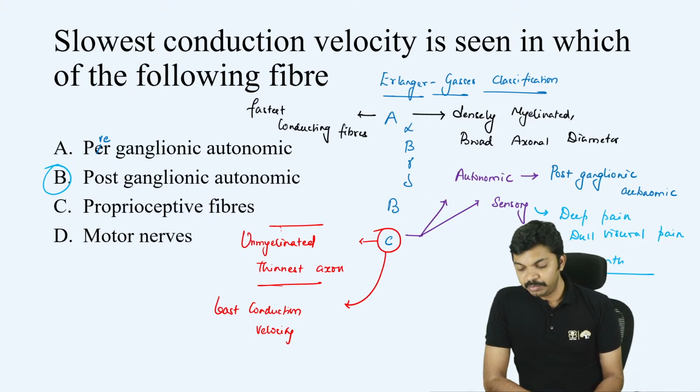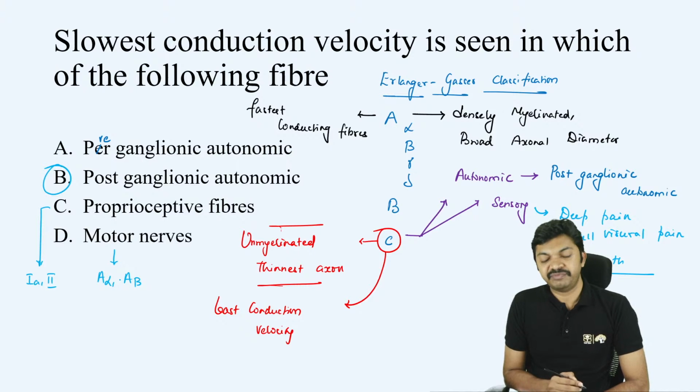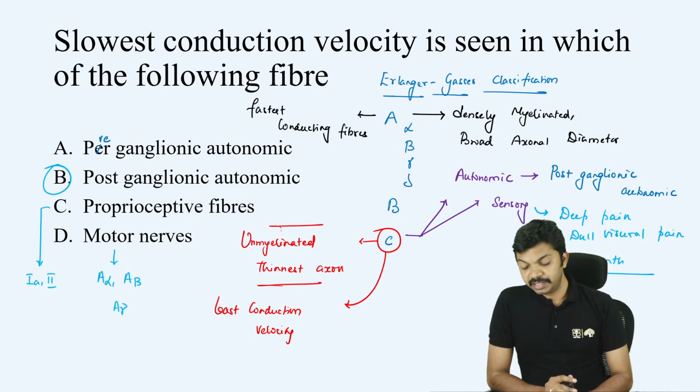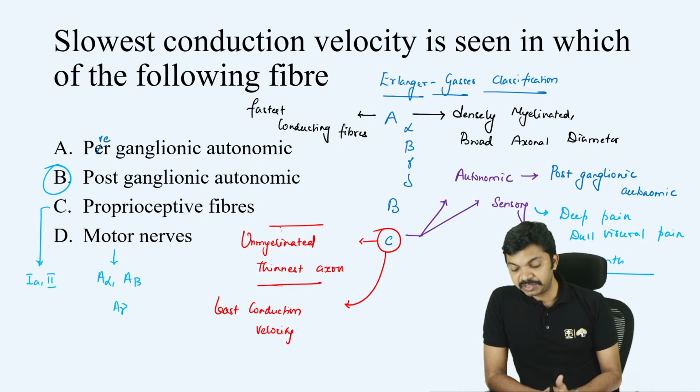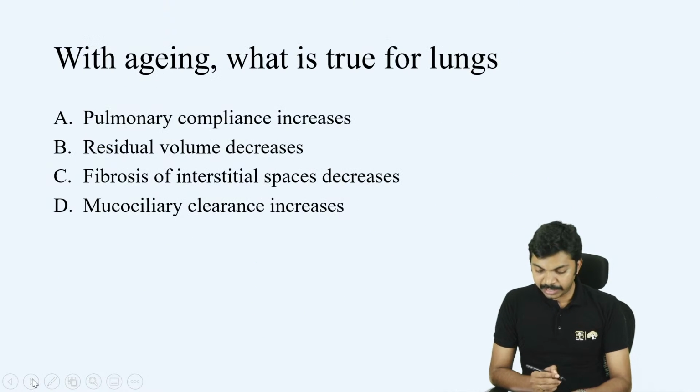You know very well, proprioception is carried by type 1A as well as type 2 fibers. Motor nerves are A alpha and A beta for extrafusal, A gamma for intrafusal. So obviously they are all fast conducting fibers, and the best answer for this question is option B, postganglionic autonomic.